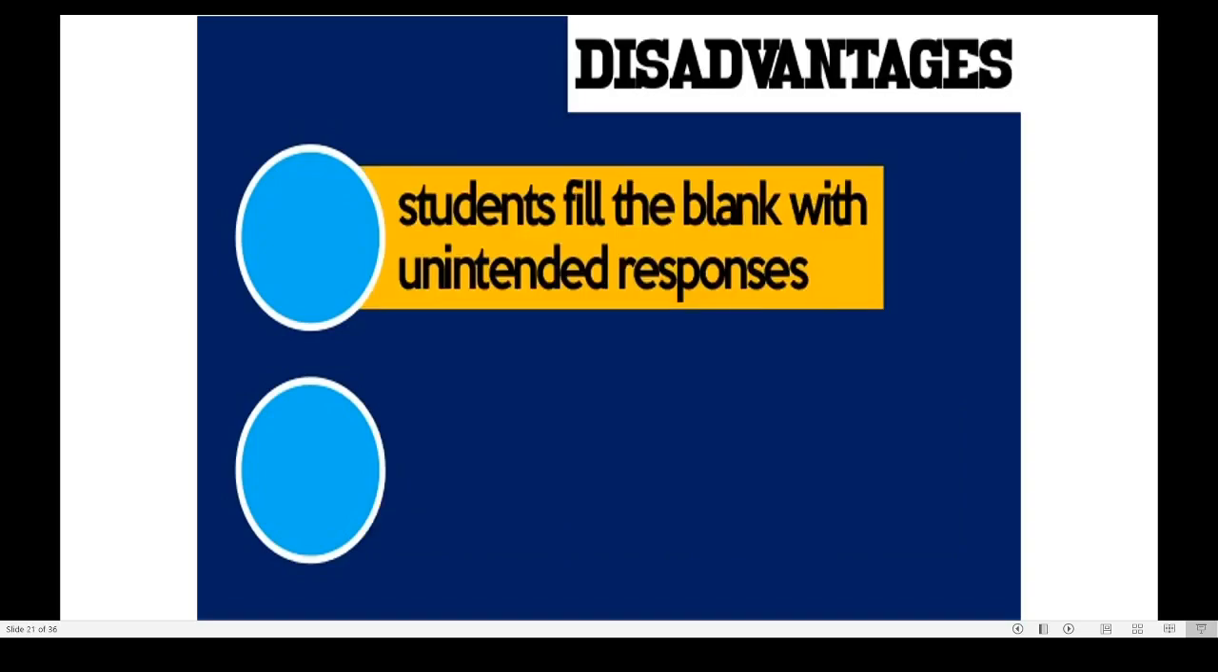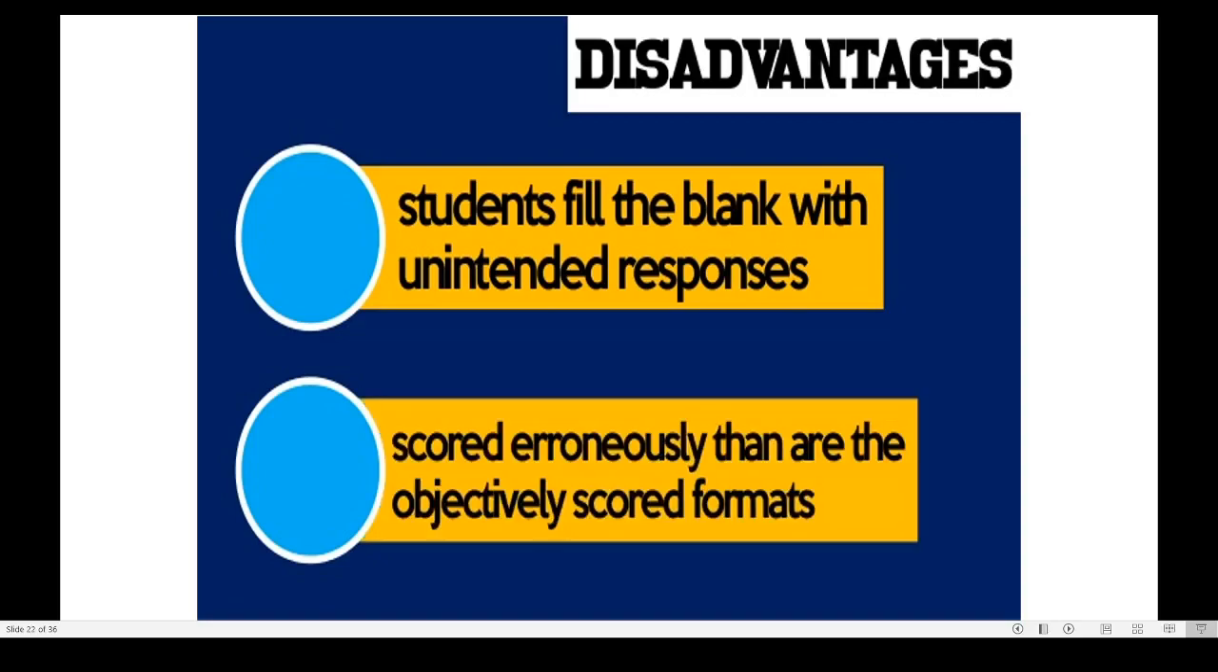Another disadvantage is that students fill the blank with unintended responses. Sometimes they do that. Okay, if they cannot really look for the correct answer from their mind, from the deepest parts of their brain, they really trick you by writing any kind of word which is inappropriate in the blank. Okay, so many times nangyayari yung ganyan. And it can be scored erroneously compared to other objective formats of tests like multiple choice, madali lang i-score yun. But for this kind of tests, medyo there are tendencies to erroneously score them.